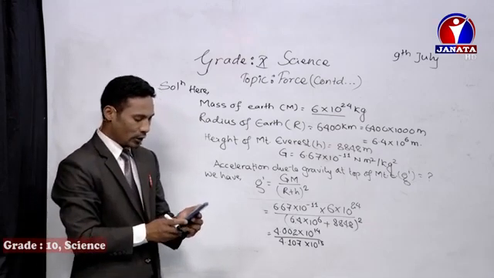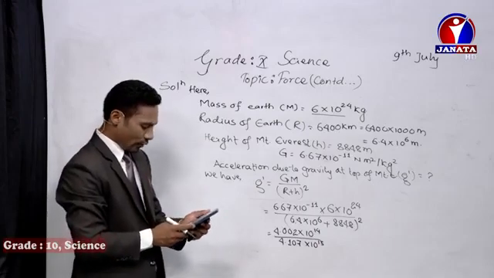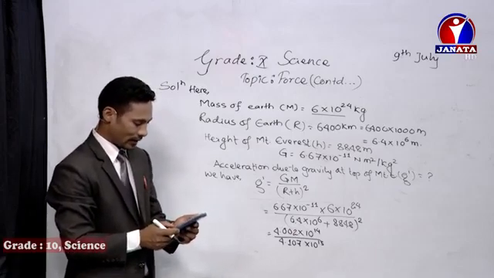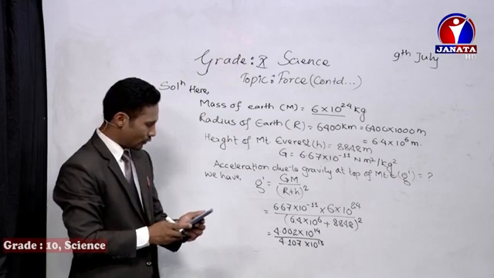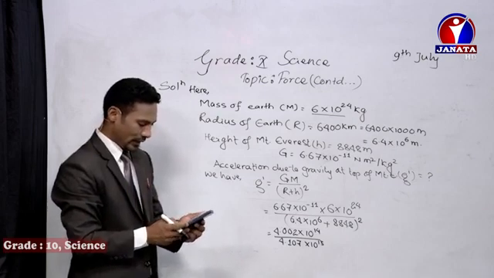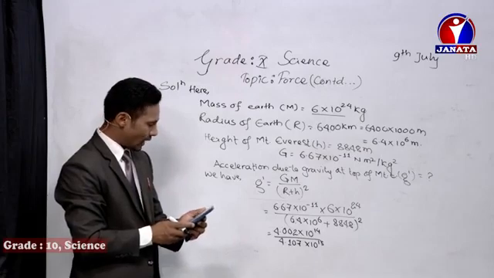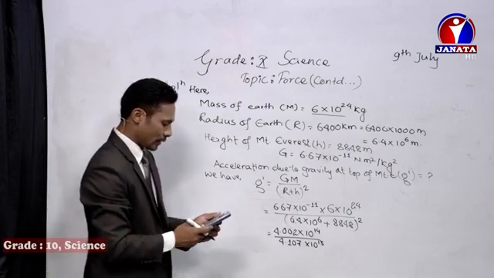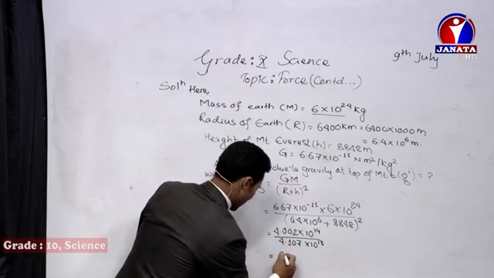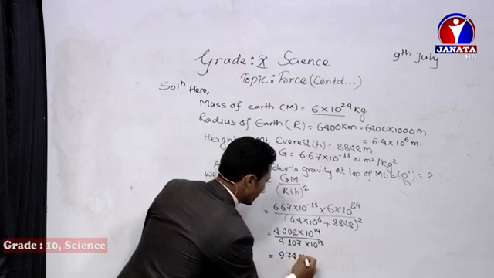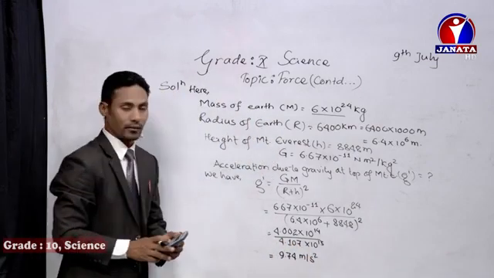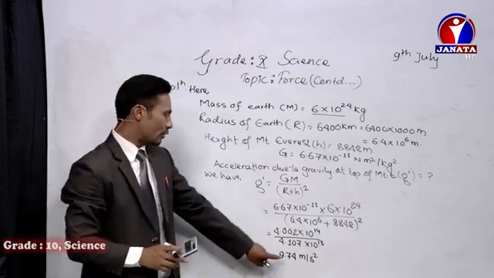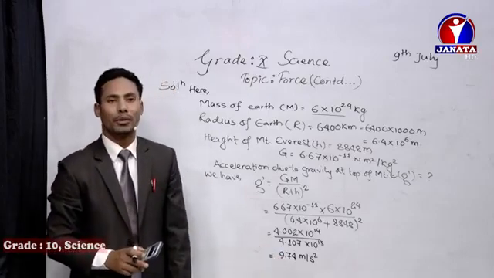That is 4.002 into 10 to the power 14 divided by 4.107 into 10 to the power 13. It gives the answer 9.74 meter per second square. That's why the acceleration due to gravity at the top of Mount Everest is about 9.74 meter per second square.